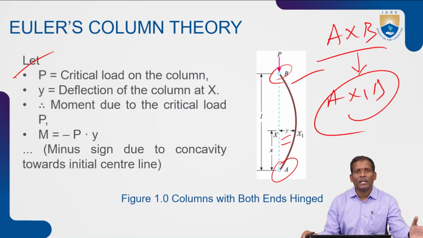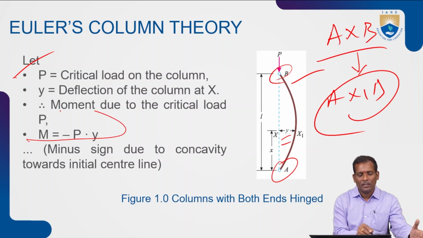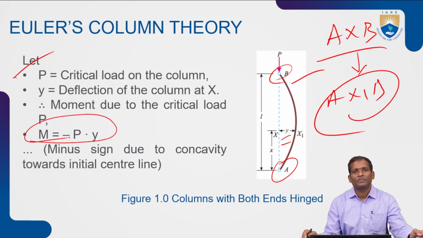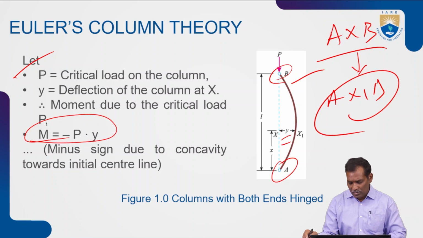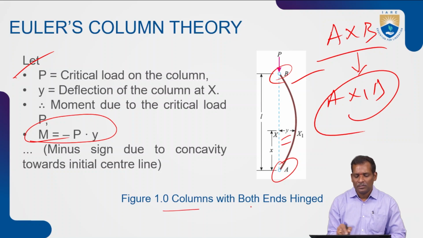So the moment due to the critical load P is minus P into y. The minus sign is due to concavity towards the initial center line. So the moment due to the critical load is the critical load on the column multiplied by the deflection of the column at X, in this case, columns with both ends hinged.